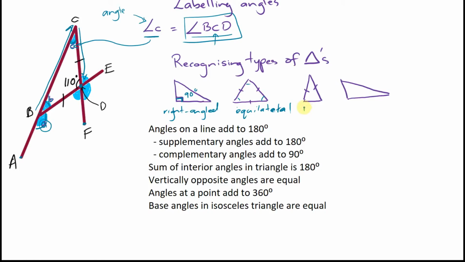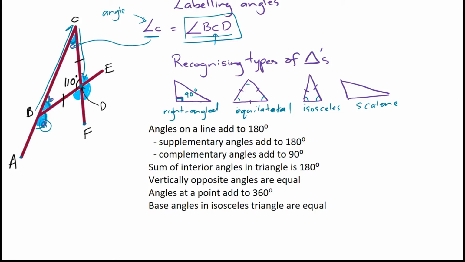We have an isosceles triangle. So with an isosceles triangle, only two sides are the same length, which means that these two angles are called base angles and they are equal. And the last type of triangle is a scalene triangle, where all side lengths are different and all interior angles are different.